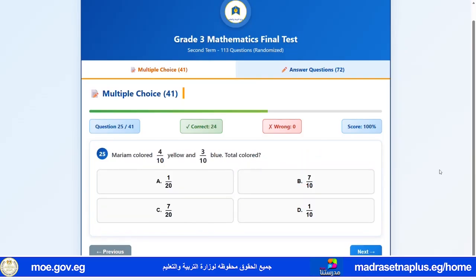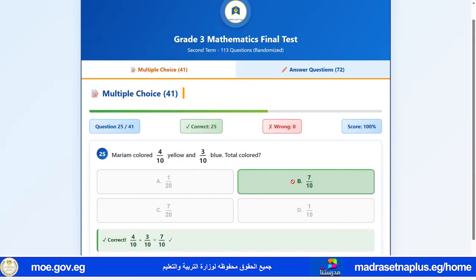Mariam colored 4/10 in yellow and 3/10 in blue. Can you tell me the total colored? Yeah, we can add 4/10 and 3/10. We will get what? 7/10, not 7/20. No, this is not right. Don't add denominators. Now 4/10 plus 3/10 equals 7/10.